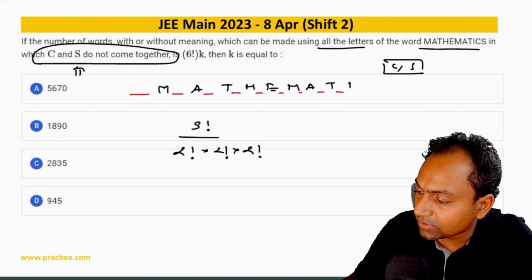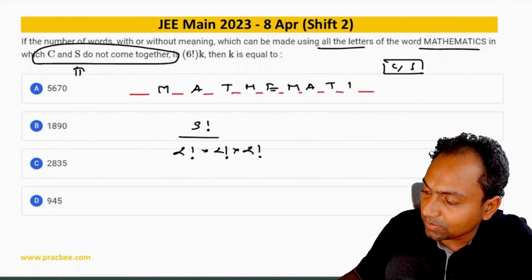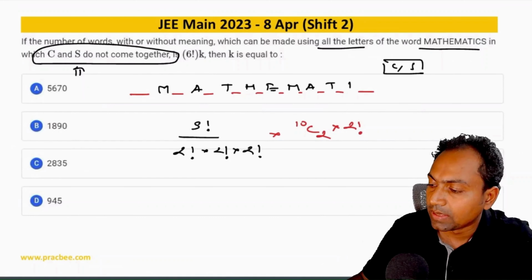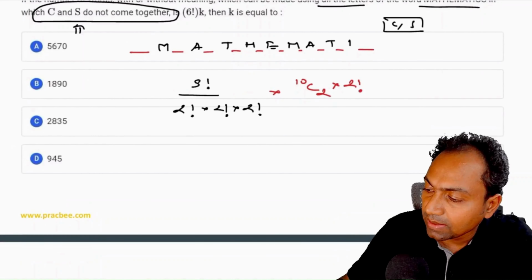Like this, if you figure out, there are 10 gaps, always one more than the total number of objects involved. Out of this, let us take 2 and put this C and S in 2 factorial ways. If I simplify this, I will not get my answer.